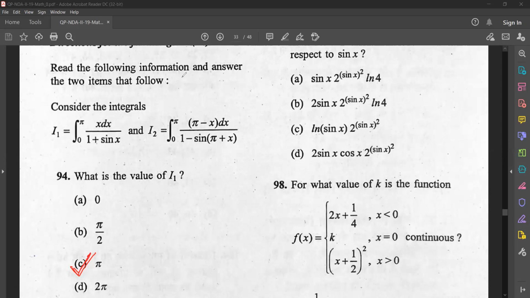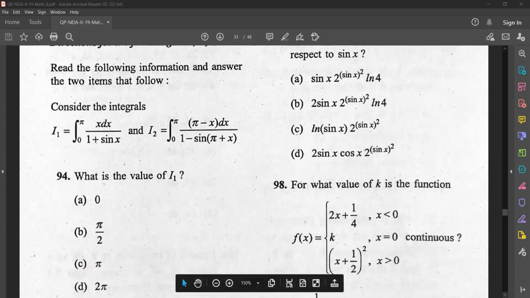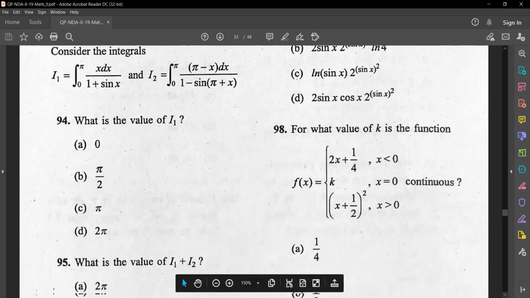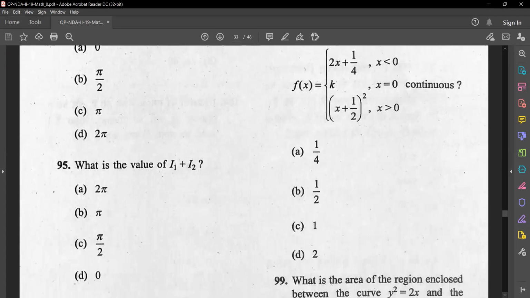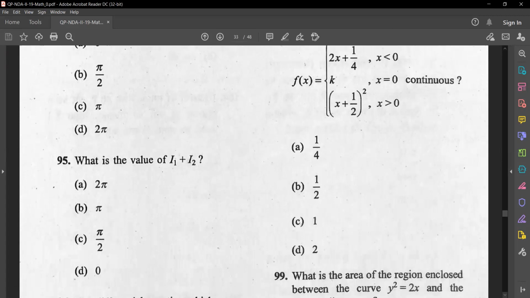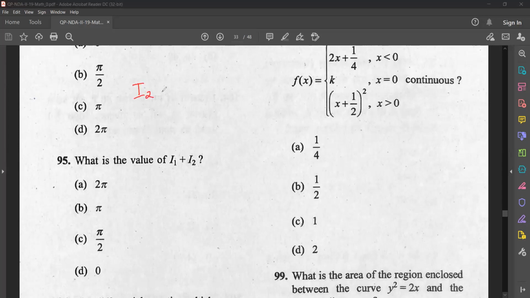Now we'll go to the next question. See the next sub question. What is the value of I1 plus I2? What is the value of I1 plus I2? So for that, we need to do I2, isn't it? So we need to do I2. What was I2 given in the question? I1, I2 given in the question.